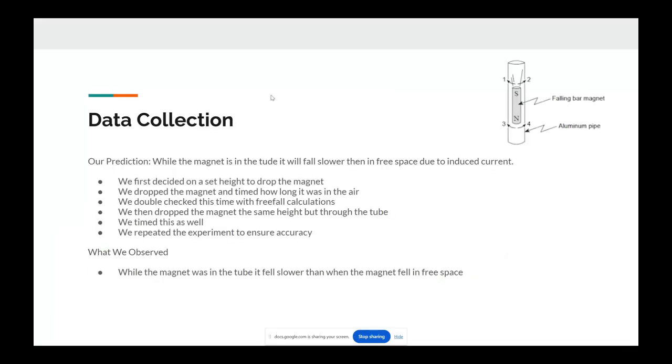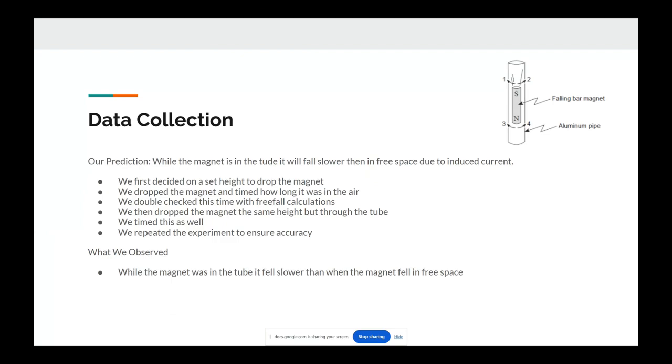Data collection. Our prediction is that while the magnet is in the tube, it will fall slower than in free space due to induced current in the tube. Basically, when we drop the magnet in the tube, it will fall slower than in free fall because there's induced current, which creates a magnetic field.